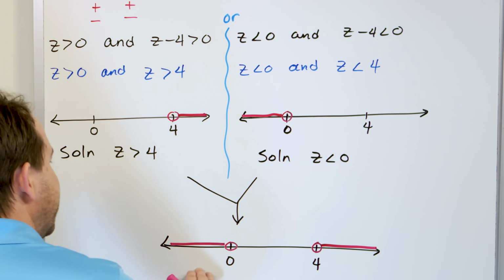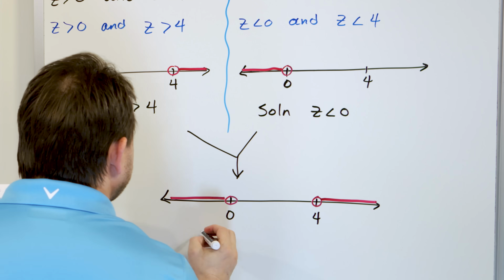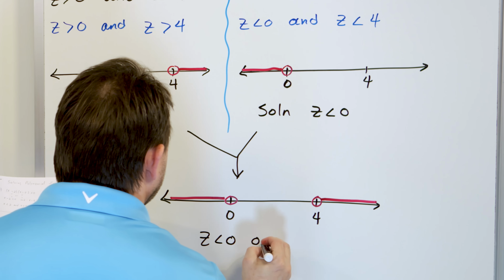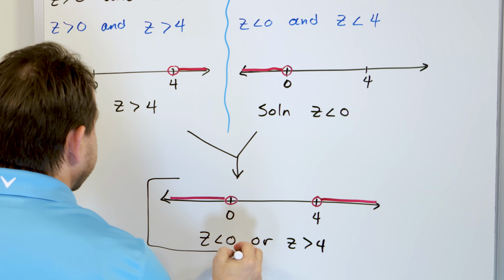Okay? And then in order to write it down as a final solution after you get the graph on the paper, you just simply write down z less than 0 or z greater than 4, which is kind of what we already wrote down here. This is what you would circle on your test.